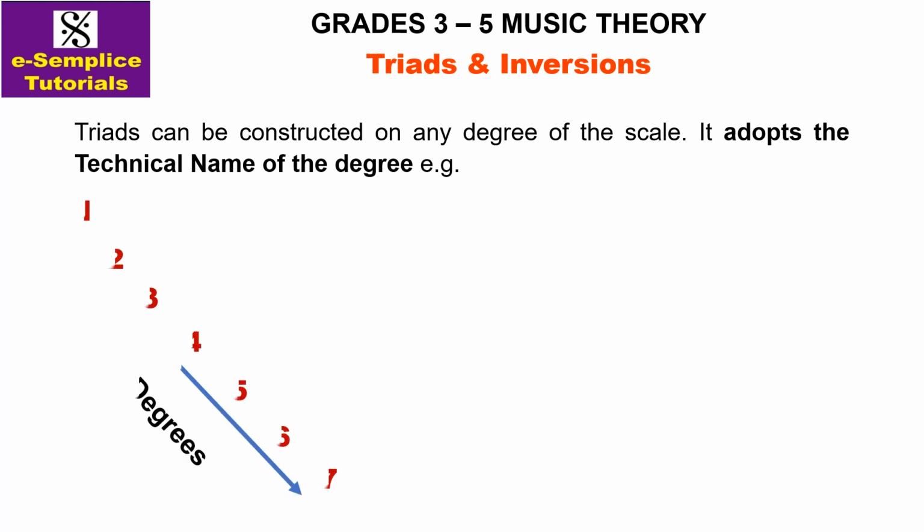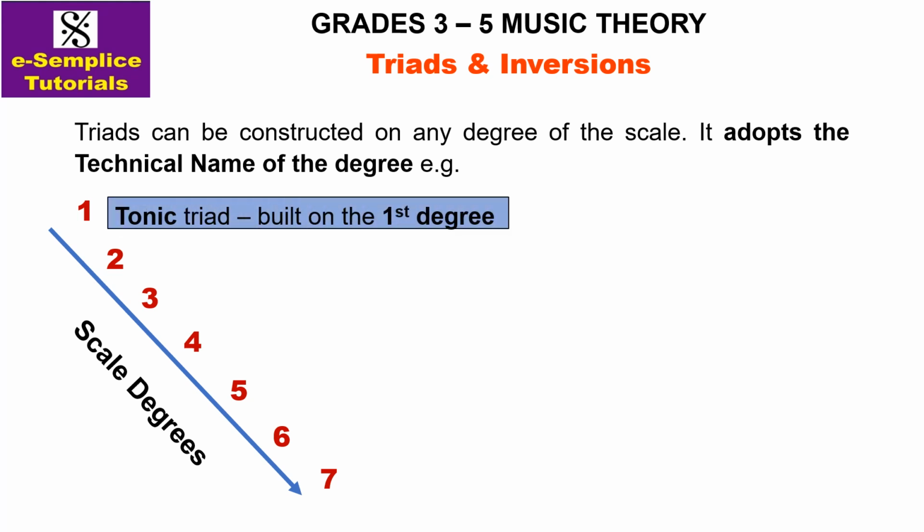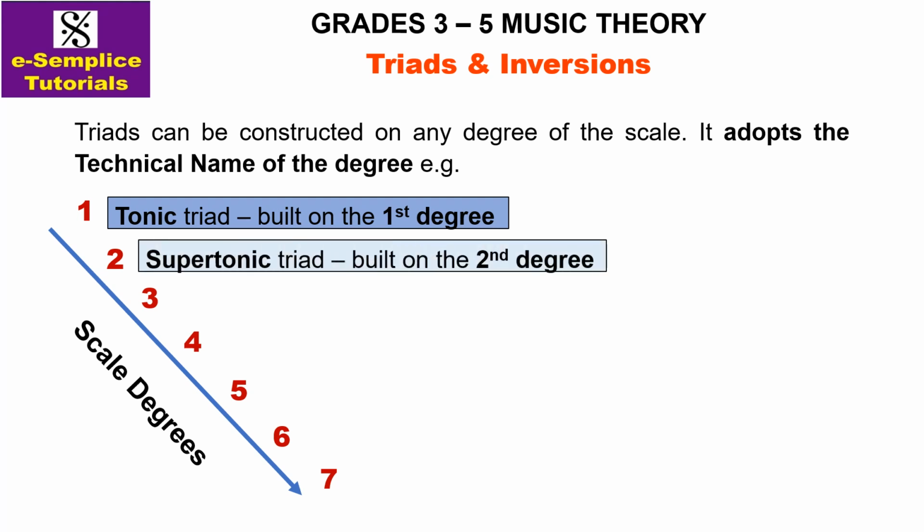For example, these are the scale degrees 1 to 7. A triad that is built on the first degree is the tonic triad, because tonic is the technical name for the first degree of the scale. Then we have the supertonic triad built on the second degree. The technical name for the second degree is supertonic.